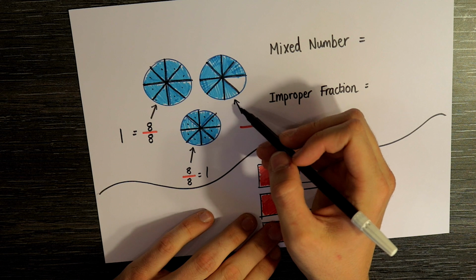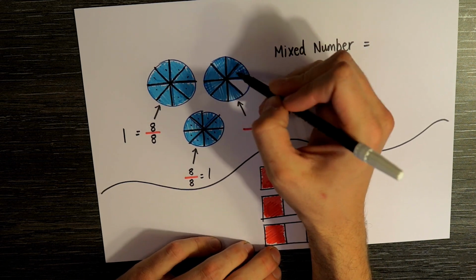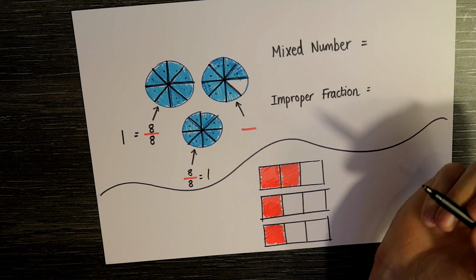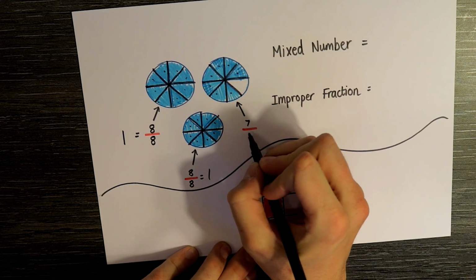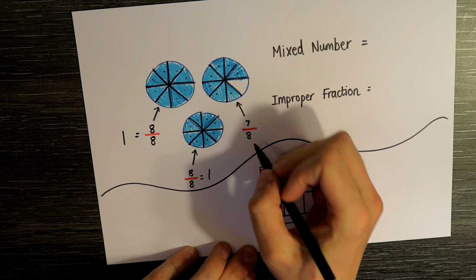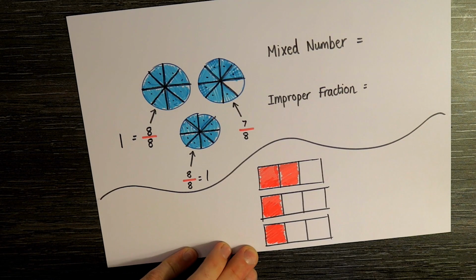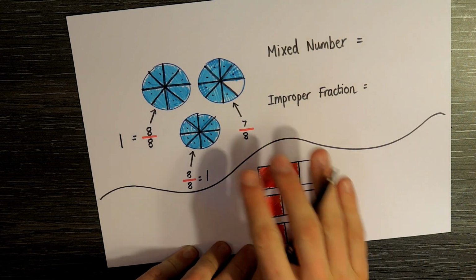Look at this one here. This is a bit tricky, because this one now has 1, 2, 3, 4, 5, 6, 7. It only has 7 pieces, so this is actually going to be 7 out of 8. I'm still keeping the 8, because it's out of 8. There's just a piece missing. 7 out of 8. Okay, so that's not a whole piece.